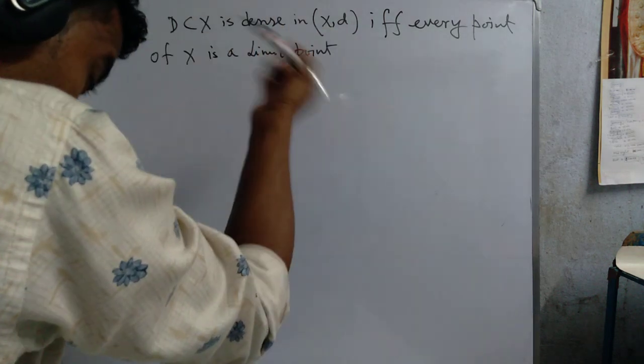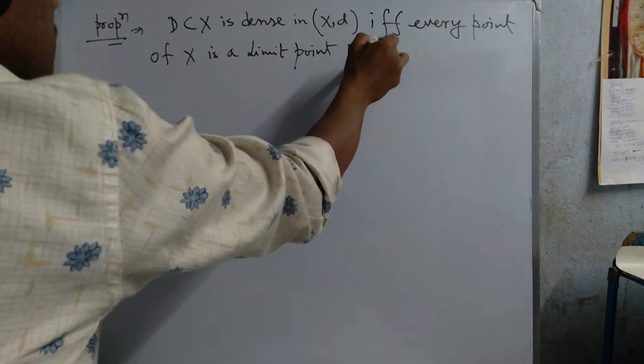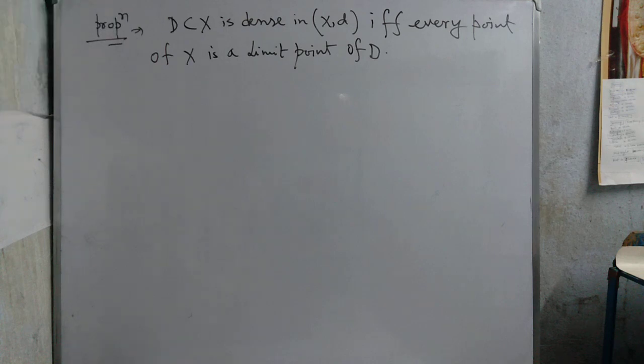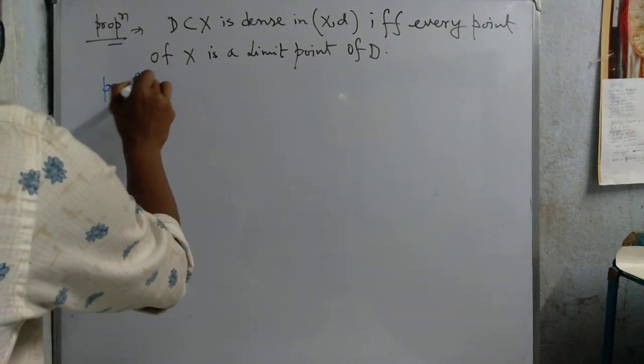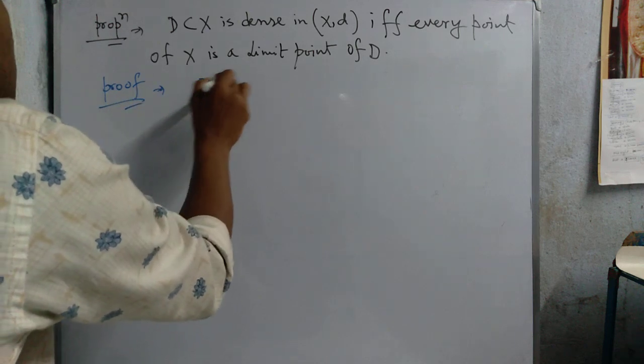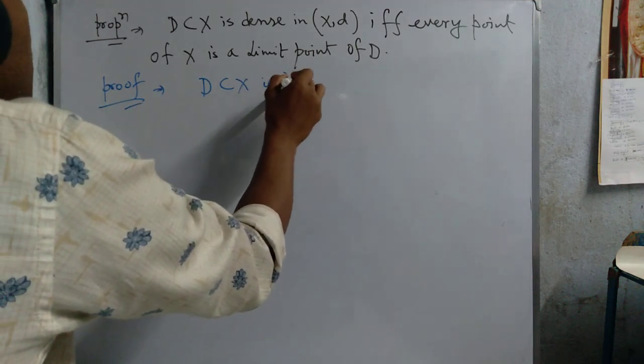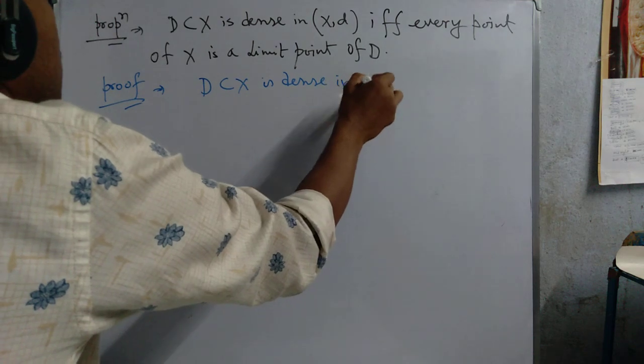Every point of X is a limit point of D. Okay, so we have to prove that. How do we prove it? We write here the proof, and we talk about D, a subset of X, being dense in X.